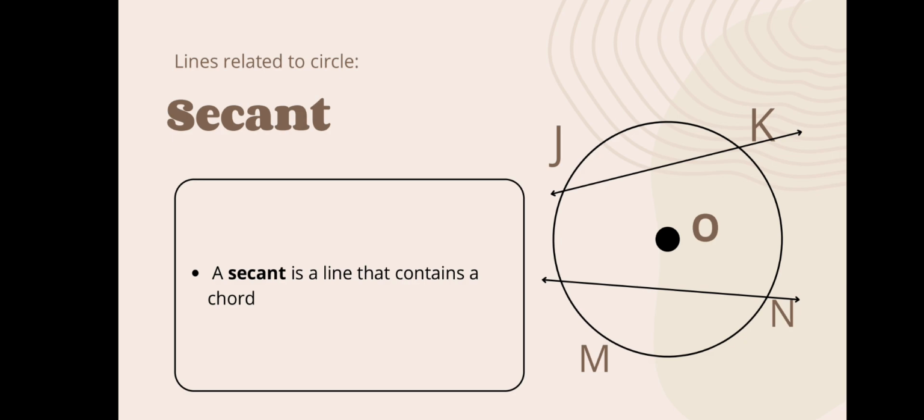Next is a secant. A secant is a line that contains a chord. So what does that mean? A chord is just a line segment, but with these arrows on the end, we call it a line, and it passes through the circle. In naming a secant, the first one is called the line JK or also KJ. Second one is the line MN or also NM.